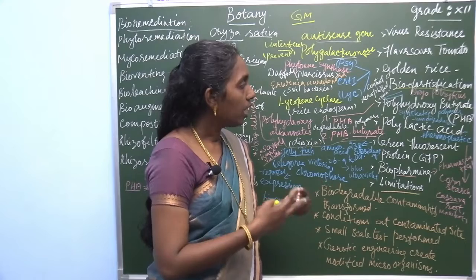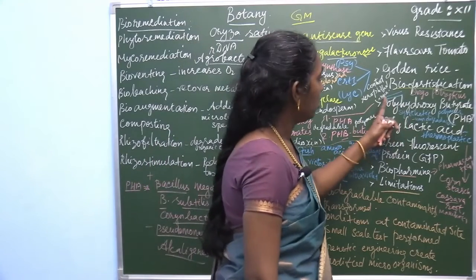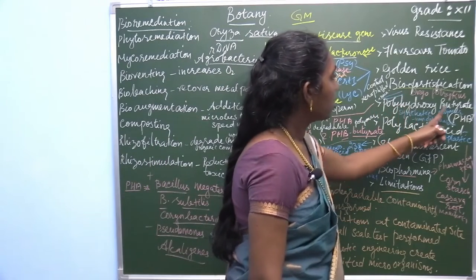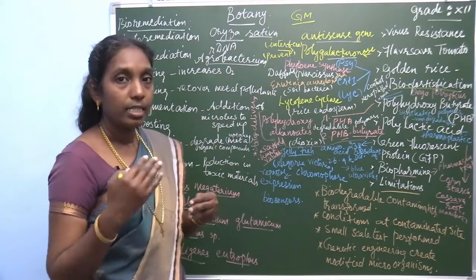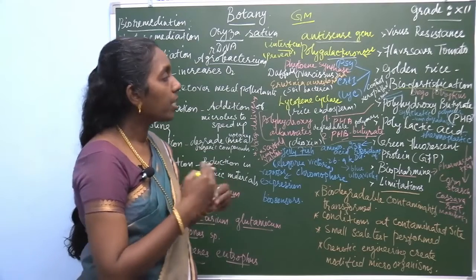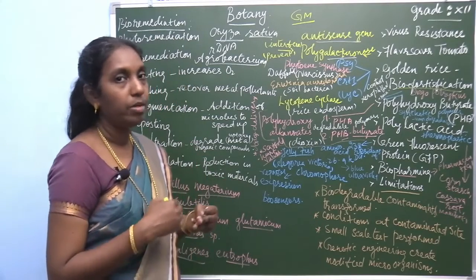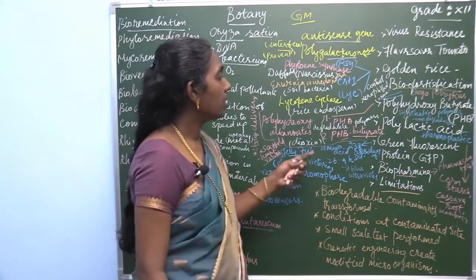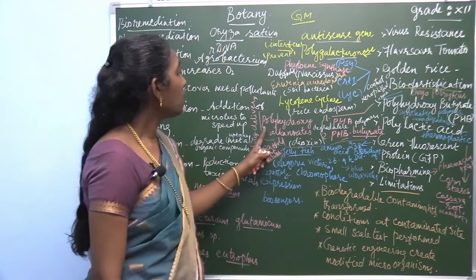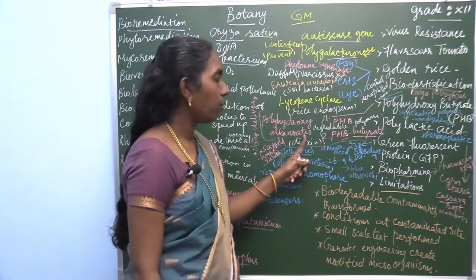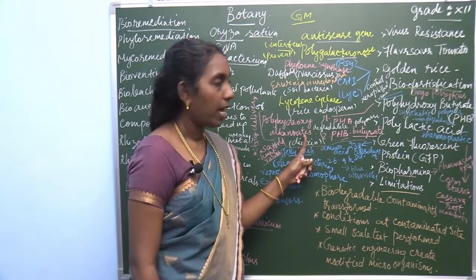For this degradable polymer, polyhydroxybutyrate, PHB, it's a synthetic polymer. By making this a degradable polymer, there are 2 genes used. One is PHA and the other PHB. PHA is polyhydroxyalkanoates, and polyhydroxybutyrate.